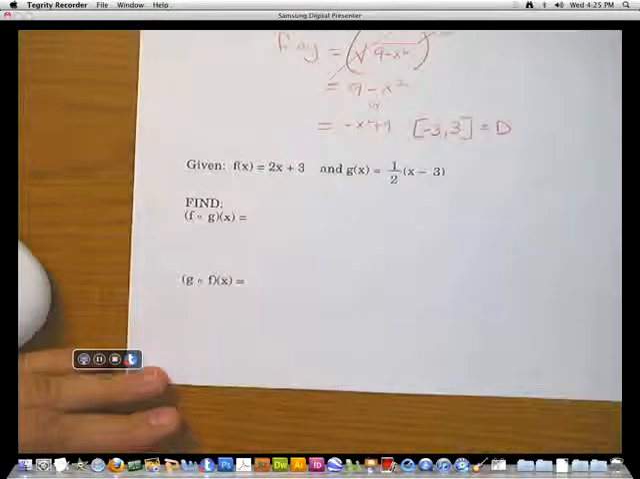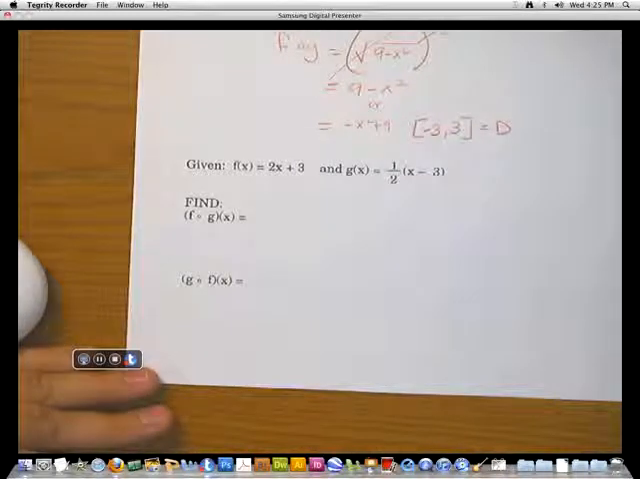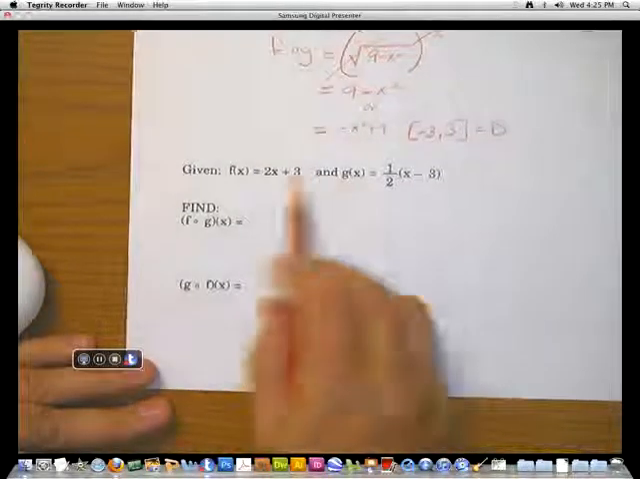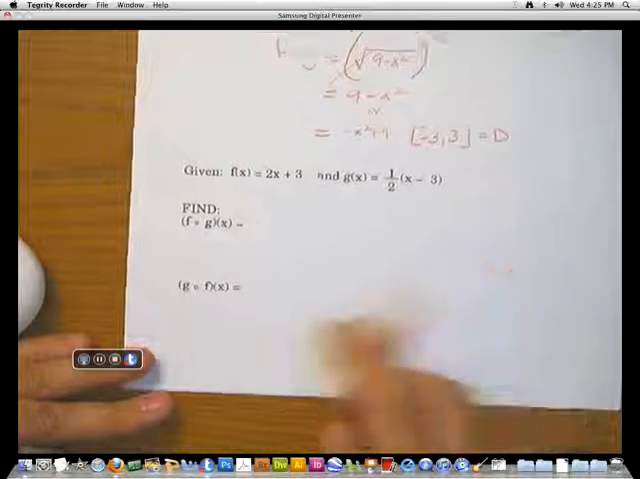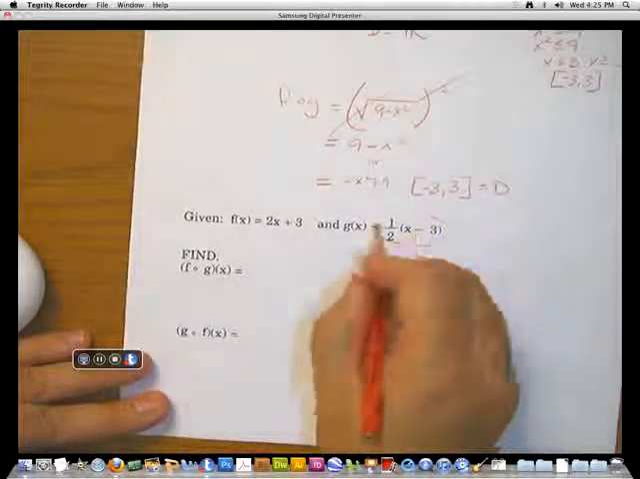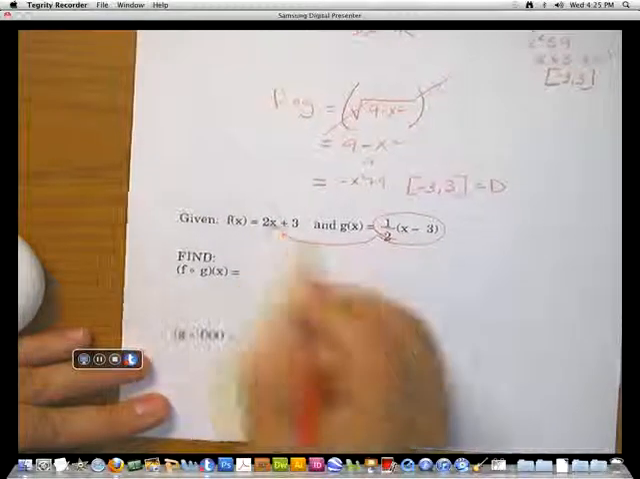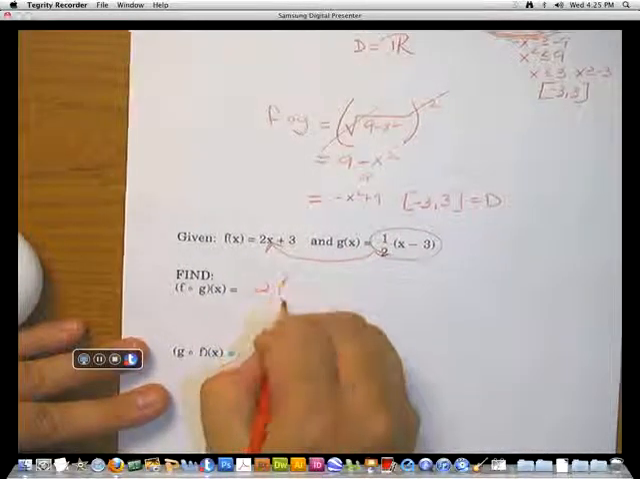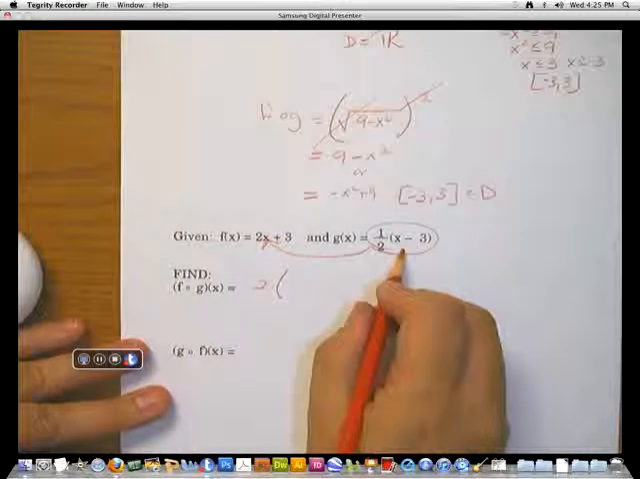Let's look at some more here. Here we have two functions. Both of them are lines because they're single x. Here I'm going to find f of g. So that means I'm going to put the g into f. So I'm going to replace the x with g.